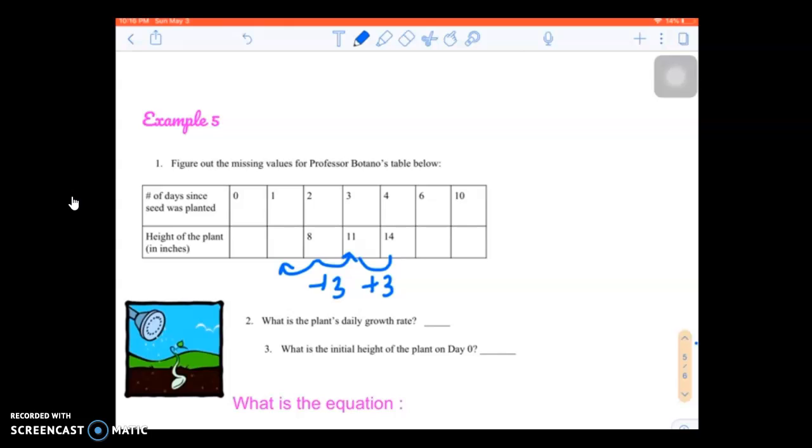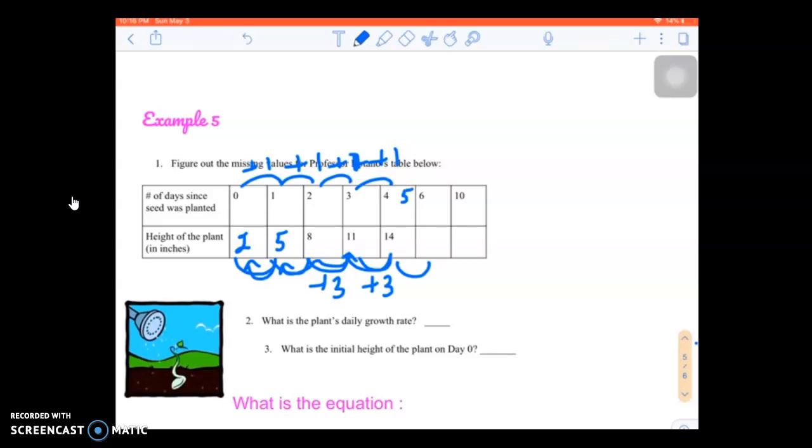So going backwards, 8 minus 3 would give me 5. And then I would do 5 minus 3 to fill in that first box, which will be 2. If I want to fill in past the 14, see when I go all one direction, it's all adding 3. At the top, I'm adding 1. So I can figure out the rate of change here. For every 1 day, the plant grows 3 inches.